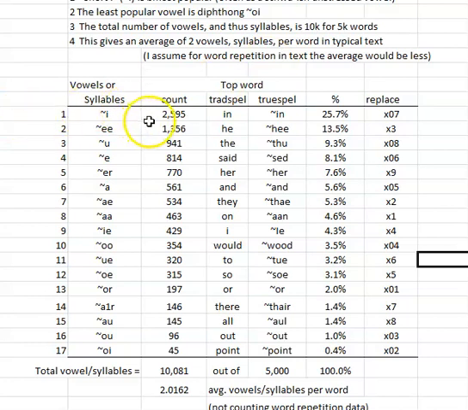You see the frequency of the 5,000 words. And that analyzes the vowels of U.S. English. British English would be a little different. And we find out also how many syllables per average word there are.